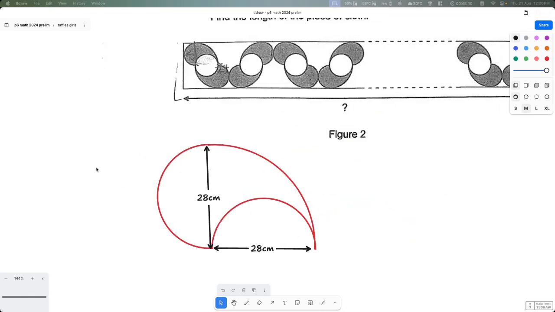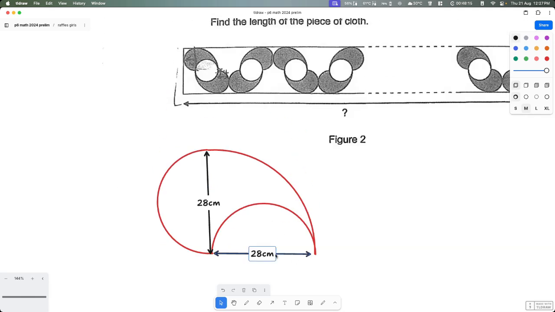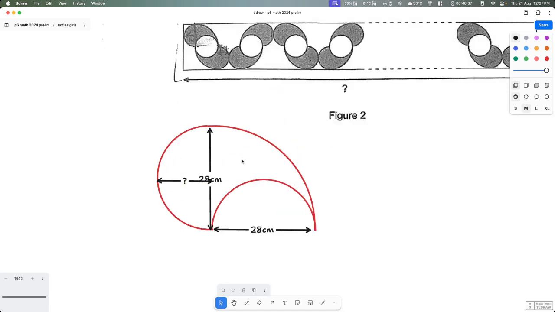Okay, so this is the first half of the pattern. So we know that the diameter of the semicircle is 28 centimeters. So how do we then get this remaining thing over here? So this, if you were to be in a circle, is actually just a radius. So if I were to just do this, it's just half of a radius over here. Okay, so in this case, one of this is 28, and then the other one is 14.